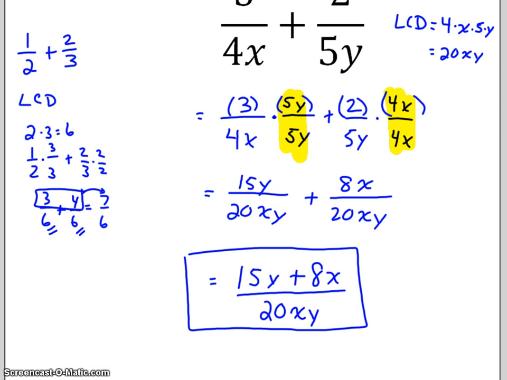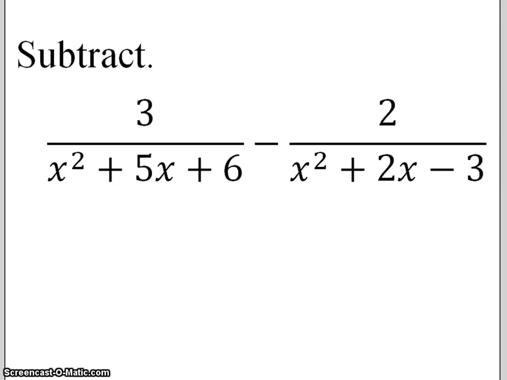Okay, let's do a subtraction problem. Now when you see something like this, subtract 3 over x squared plus 5x plus 6 minus 2 over x squared plus 2x minus 3. The first thing you want to do is factor those denominators completely. So here we're going to get x plus 3 times x plus 2. We're trying to find two numbers whose product is 6 and whose sum is 5. That's 3 and 2.